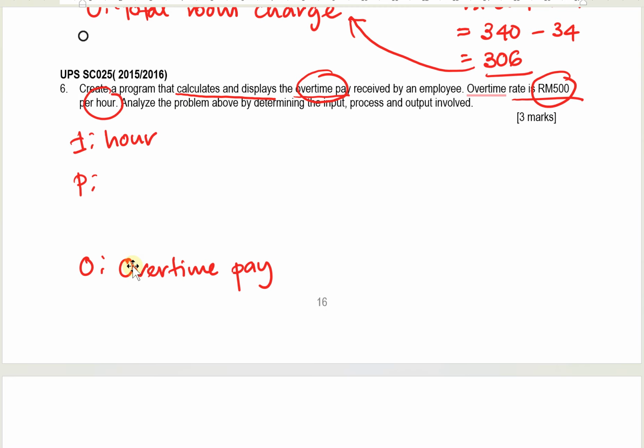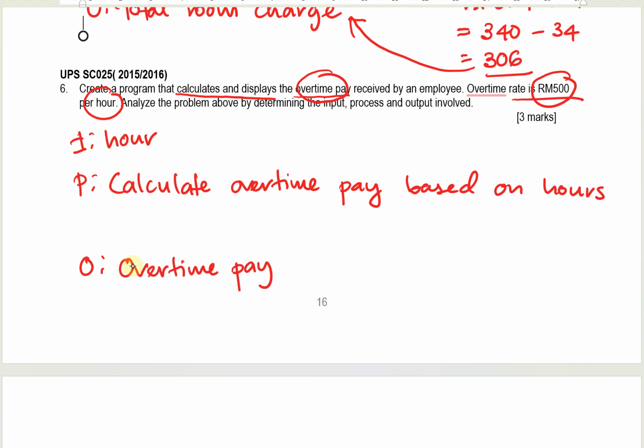Next, how about the process? You have to calculate your output, which is overtime pay, based on hour. That's all for your process. As I told you before, the 500 ringgit is considered a constant. If you see a value that is constant, you don't have to write it in the input. The input is only a variable, the value that changes.